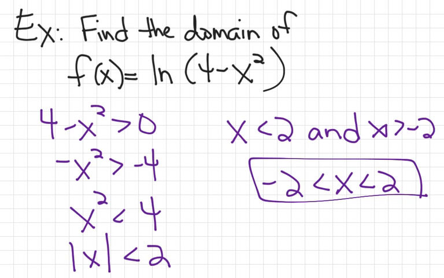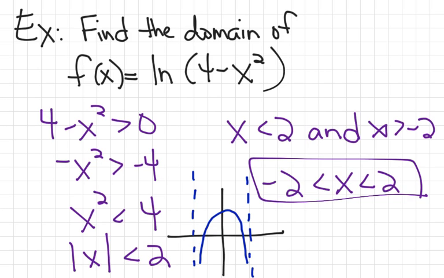Now let's talk about it graphically. Graph in your calculator the natural log of 4 minus x squared. What you end up seeing is this little half circle that kind of looks like this. Well, because you can't take the natural log of 0, that means that x cannot be negative 2 and x cannot be positive 2. But apparently it can be every number between them. So that's another way of determining the inequality.